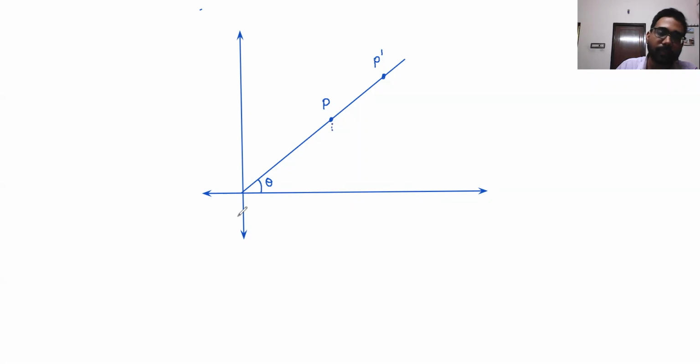Because of this. Let us complete these two triangles. So this is one right angle triangle, and this is another triangle. Now you see, let us call this M, let us call this M dash, and let us call this O. Now if I say P is alpha comma beta and P dash is gamma comma delta.